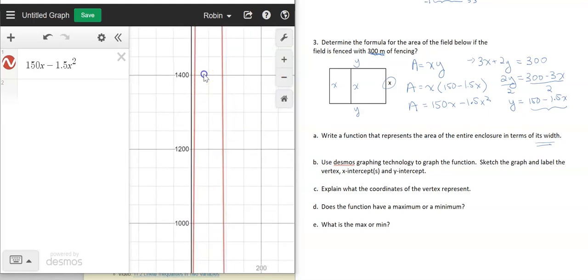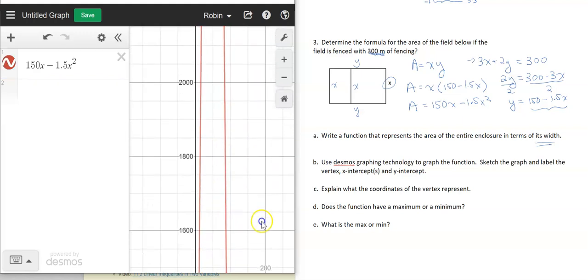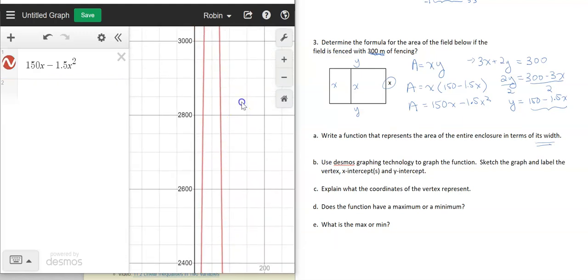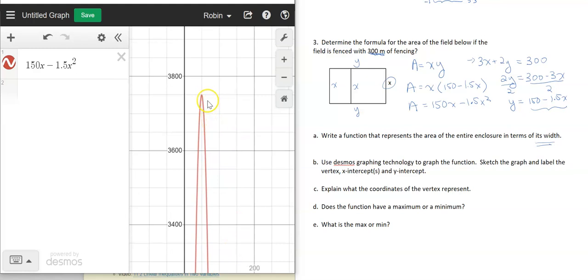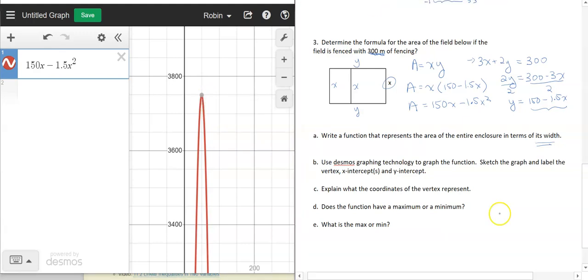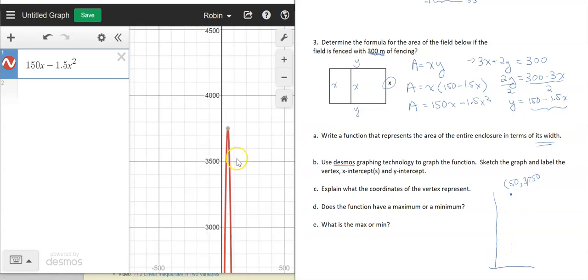And you can move your graph around and say, okay, this is definitely very vertically extended. Well, I'm going way up there. Oh, I finally found my vertex. My vertex is at 3,750. So when I go to draw this graph here, the maximum height is going to be, the vertex is going to be 50, 3,750, right?